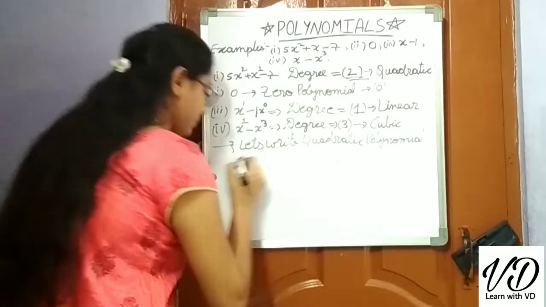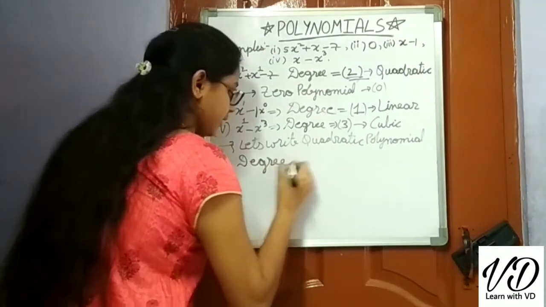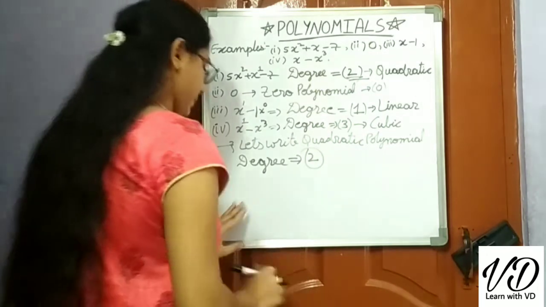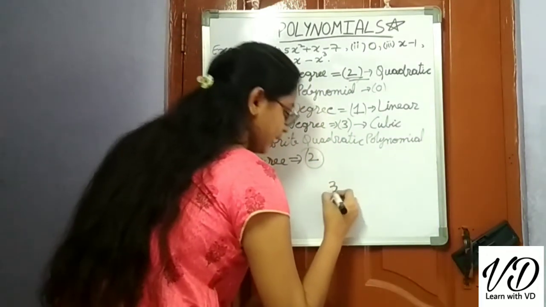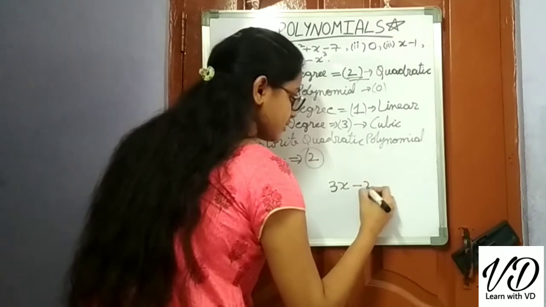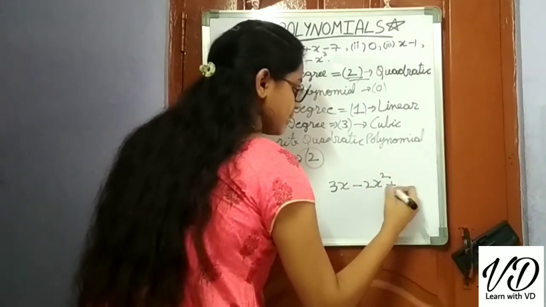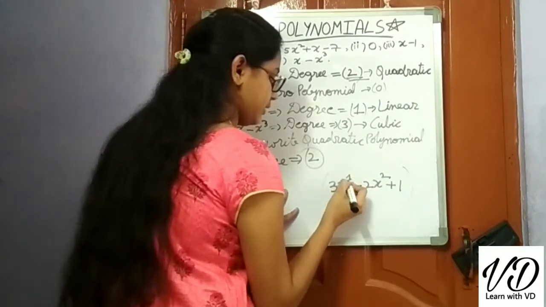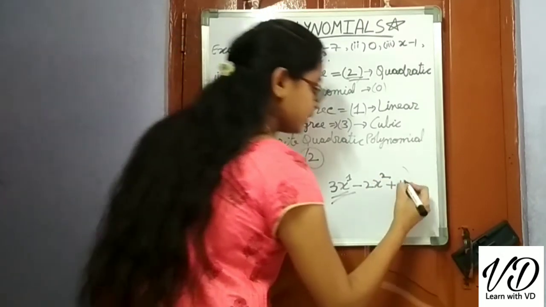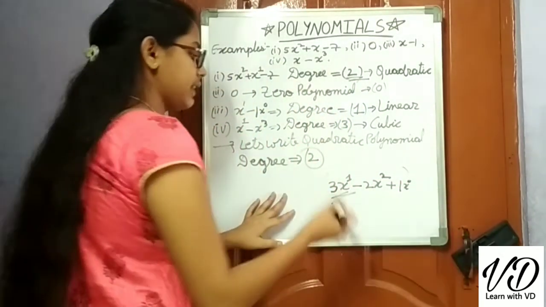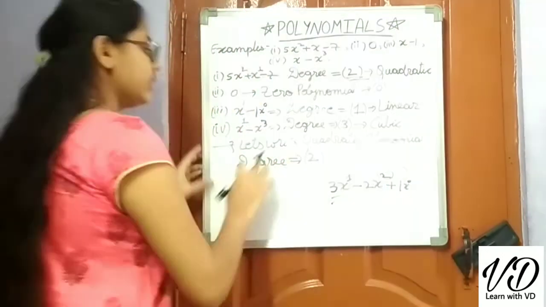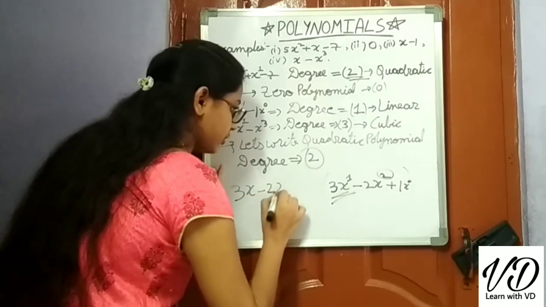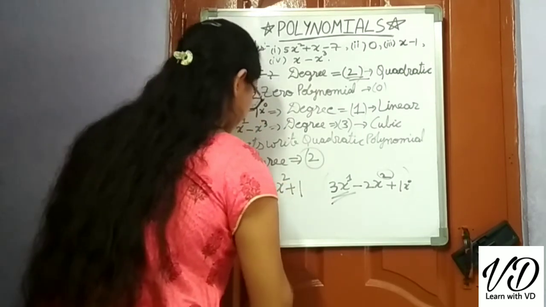So for a quadratic polynomial, the degree must be 2. So the highest degree of a term should be 2. So I can take 3x minus 2x square plus 1. Right? In this one, the first term degree is 1, the second term degree is 2 and the third term degree is 0. The highest of everything is 2. So the quadratic polynomial example will be 3x minus 2x square plus 1.